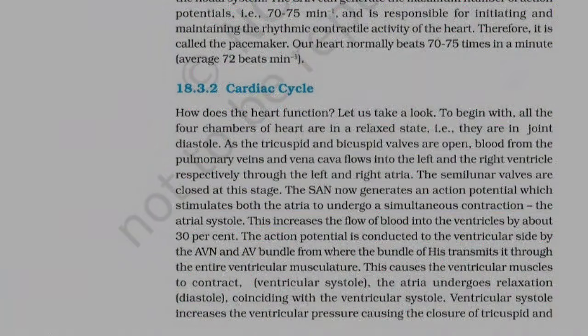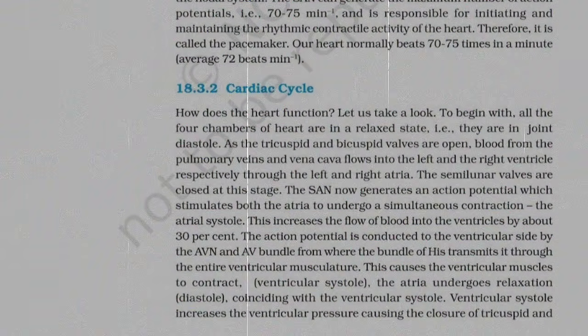18.3.2 Cardiac cycle. How does the heart function? Let us take a look. To begin with, all the 4 chambers of the heart are in a relaxed state, that is, they are in joint diastole. As the tricuspid and bicuspid valves are open, blood from the pulmonary veins and vena cava flows into the left and the right ventricle respectively through the left and right atria. The semilunar valves are closed at this stage.